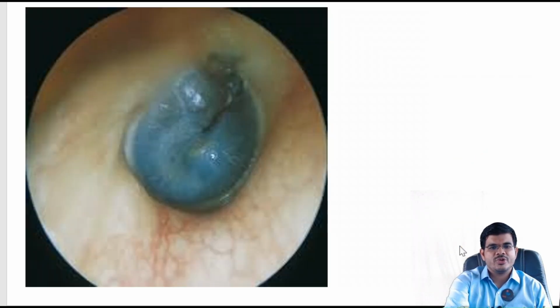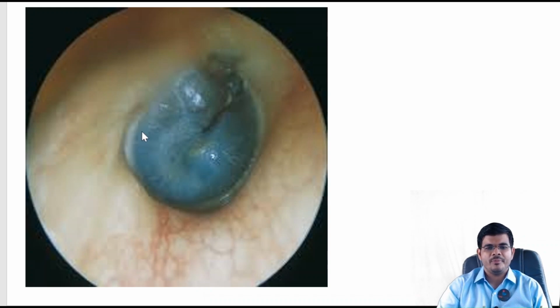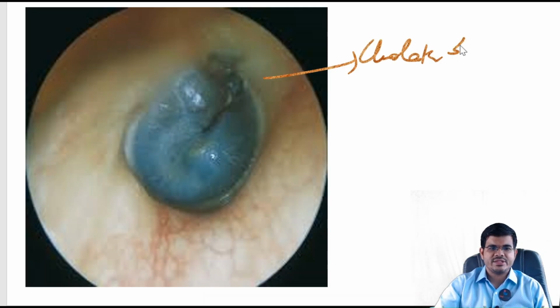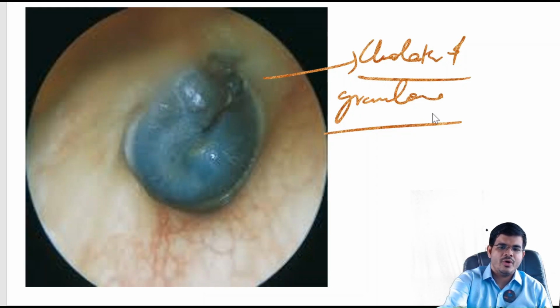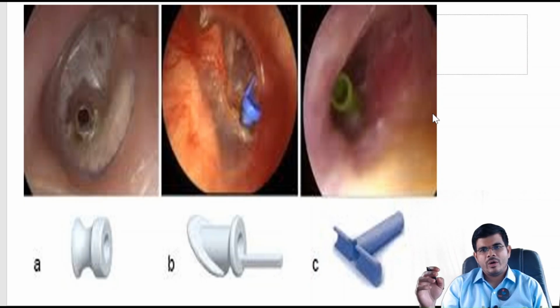Okay, so this is the typical appearance of a cholesterol granuloma, and it can occur along with a case of otitis media with effusion as well. This appearance is usually associated with a cholesterol granuloma, but the differential diagnosis of blue TM includes blue ear as well as a hemotympanum. Now, I told you to treat the otitis media with effusion, you need a ventilation tube.